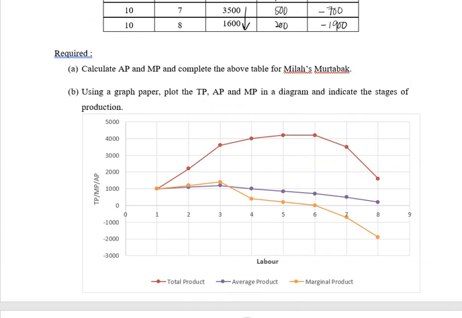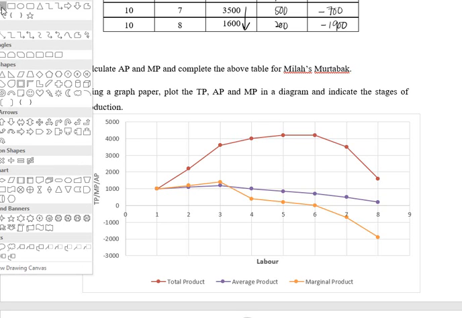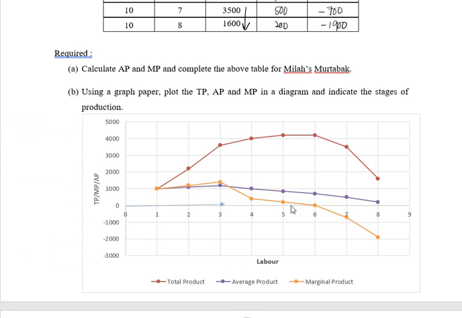Now we are focusing on how to plot the total product, average product and marginal product in this one graph. What you will have here is the labour on the x-axis, which is labelled here, this one.